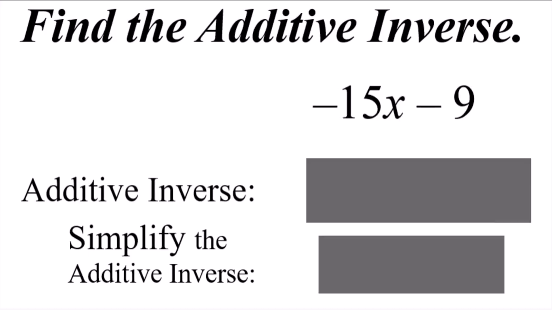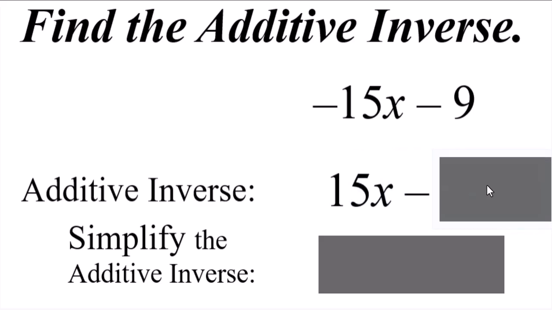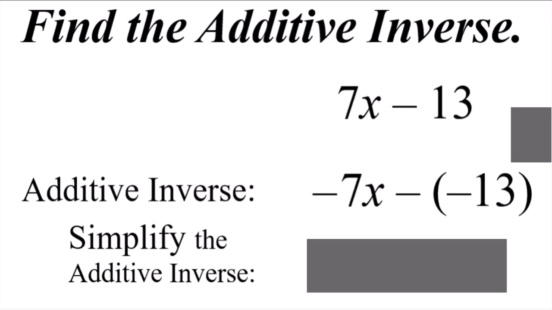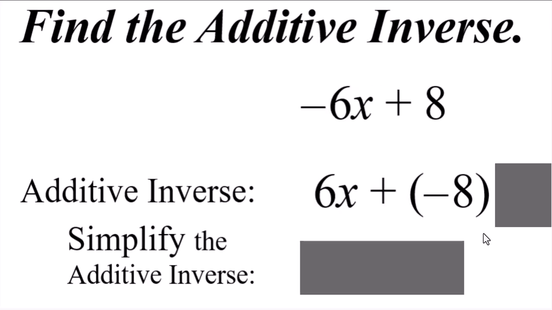But let's look at our third example. Negative 15x is going to become 15x. The 9 is going to become negative 9. Now, let's go back and simplify the algebraic expressions that we just made into their additive inverses.